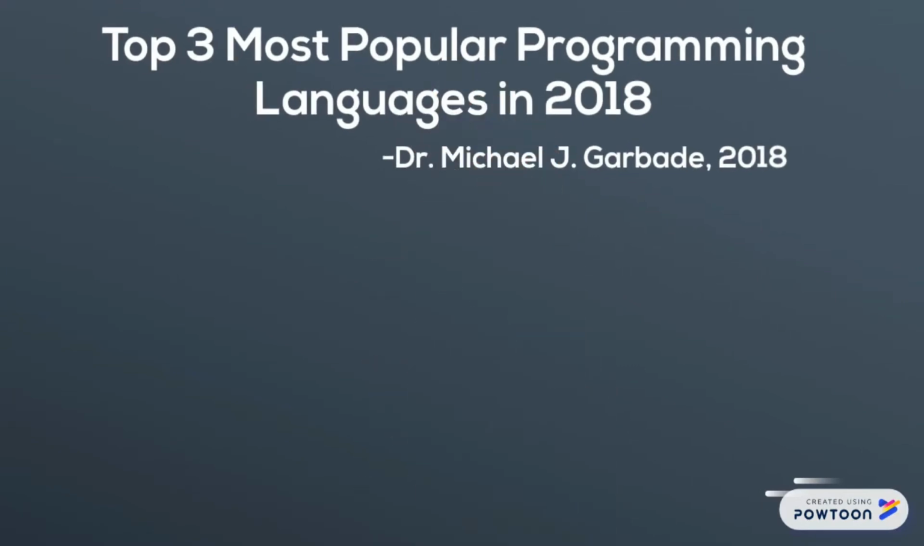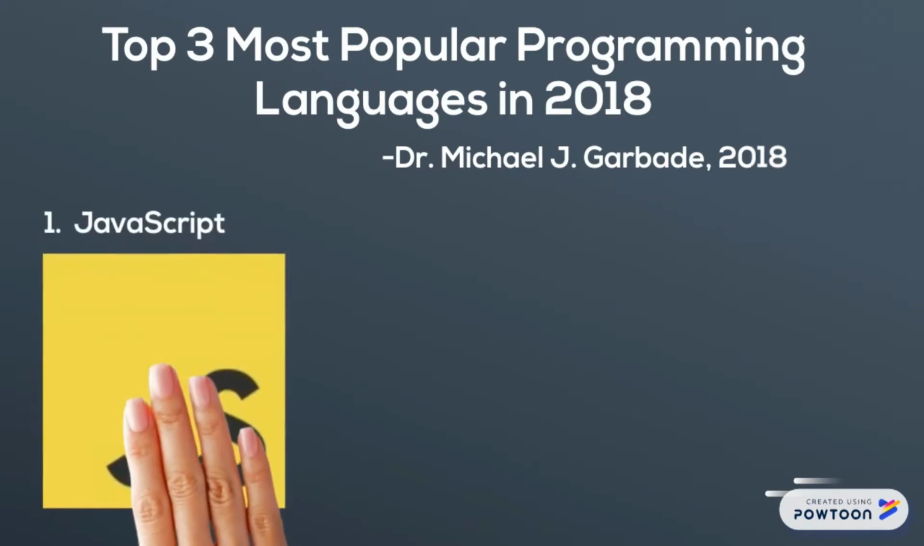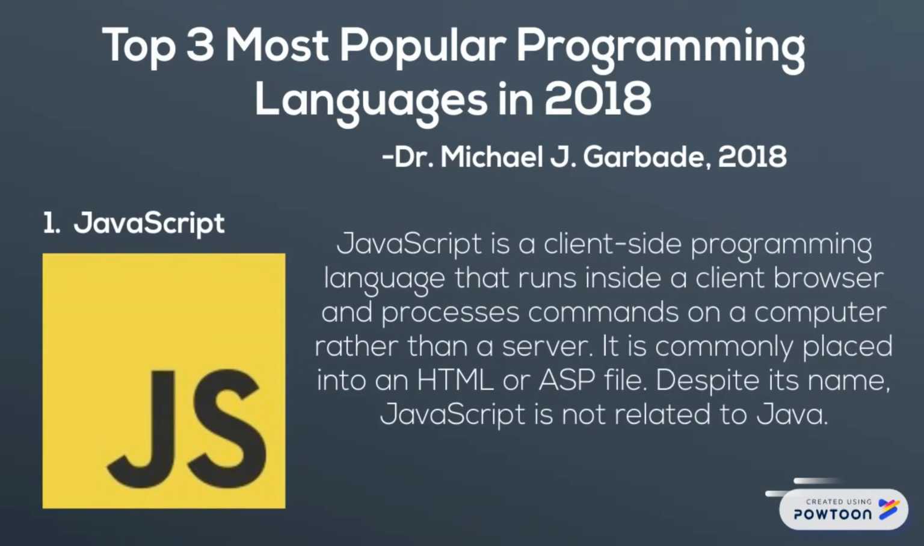Now here are the top 3 most popular programming languages in 2018 by Dr. Garbade. First is JavaScript. JavaScript is a client-side programming language that runs inside a client browser and processes commands on a computer rather than a server. It is commonly placed into an HTML or ASP file. Despite its name, JavaScript is not related to Java.